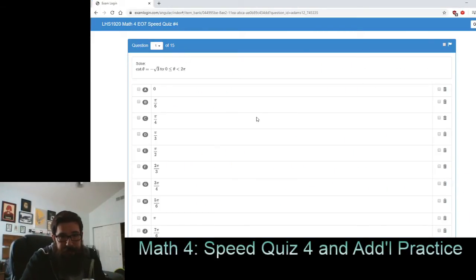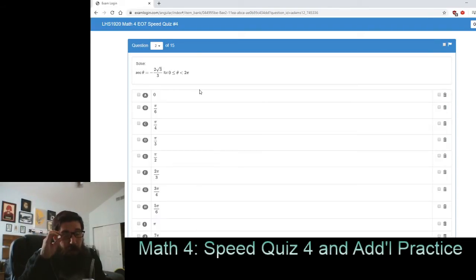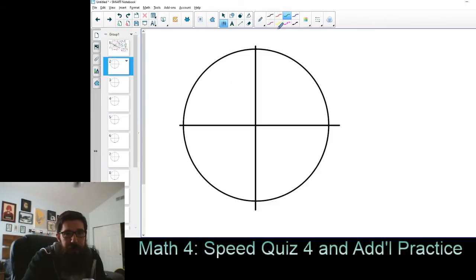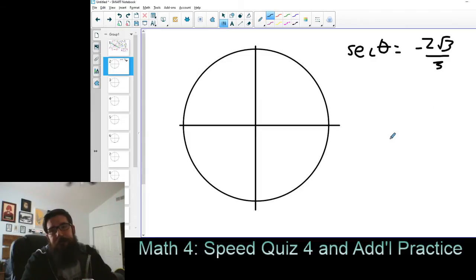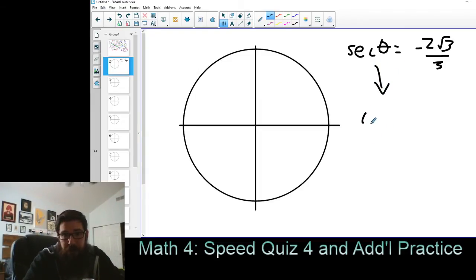So next up, and you'd have to do a multiple selection for this, I'm just going to skip that for the sake of time. What do we have? Secant here is negative 2 root 3 over 3. So we have secant theta equals negative 2 root 3 over 3. I'm going to flip this one because I don't know secants very well. I'm going to turn this into cosine, since secant pairs up with cosine.